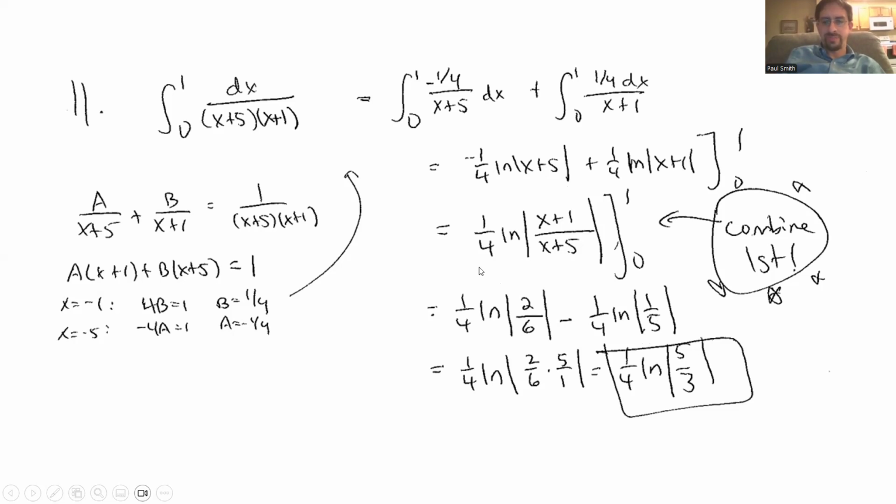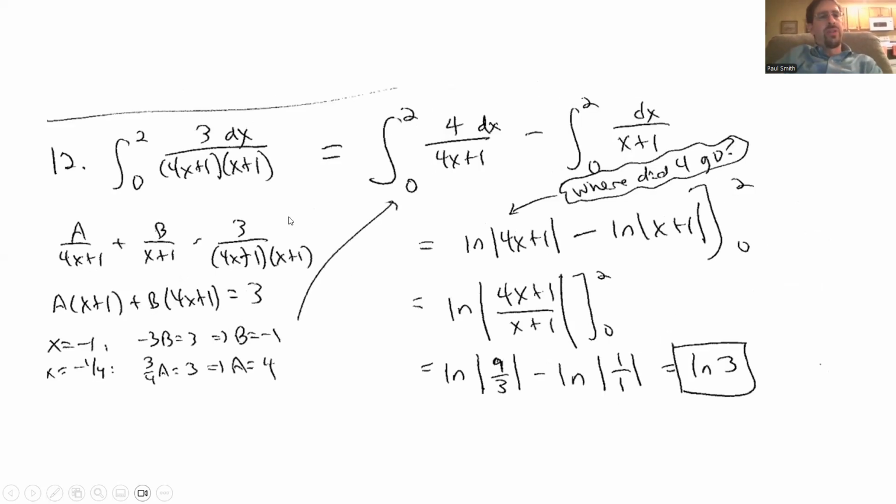So when I plug in 1, I get the 1/4 natural log of 2 over 6 or 1/3 minus 1/4 natural log of 1/5 when I plug in the 0. Notice that I've got two natural logs that I can combine. I'm subtracting, so natural log of 2/6 divided by 1/5 will get 2/6 times 5. And this reduces to 1/4 natural log of 5/3. All right, so remember your log rules. Subtraction means that we divide the inputs.